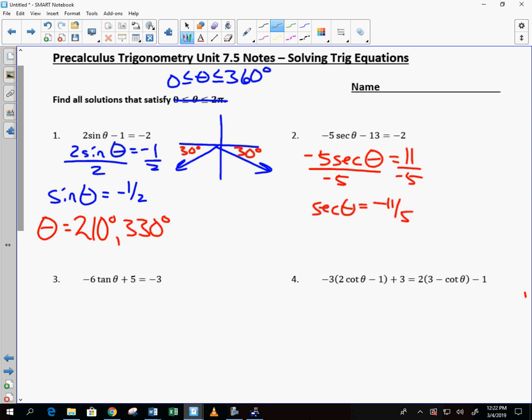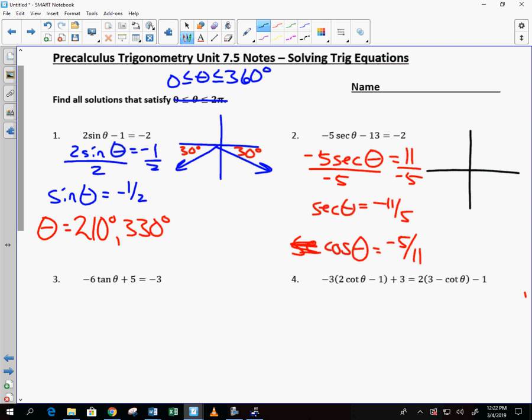Uh-oh. I don't have a secant button on my calculator. Samantha gets cosine of theta is equal to negative 5 over 11. She says if we know secant, we know cosine. We've got a cosine button on our calculator, no problem.